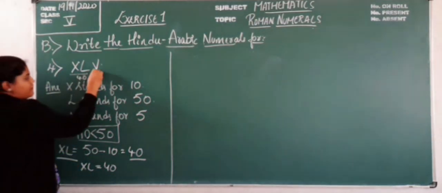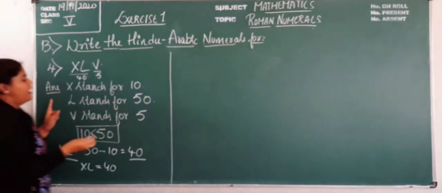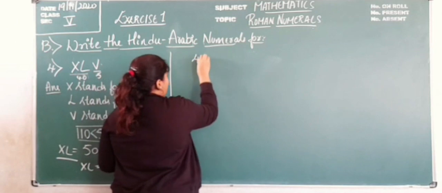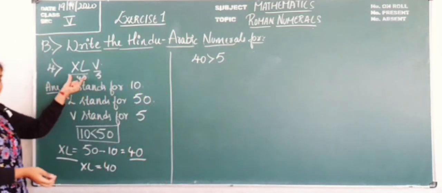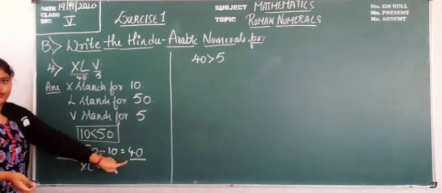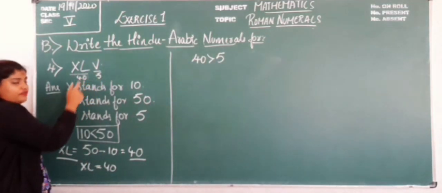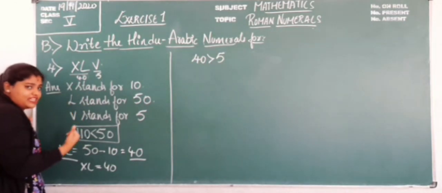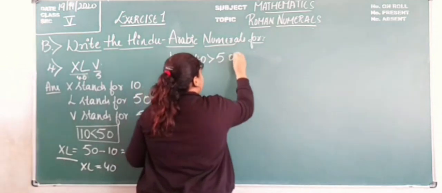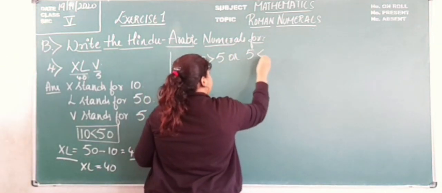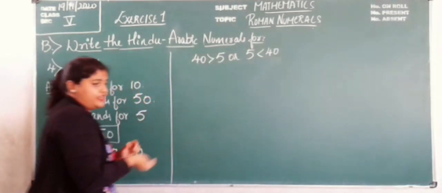Fine. Next we have V, so next we are having 5. Here XL means 40, so we got 40 here. V means 5. And we also know that 40 is greater than 5. Or else you can say 5 is less than 40.